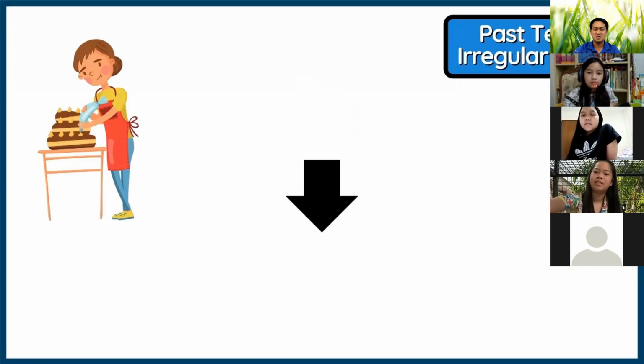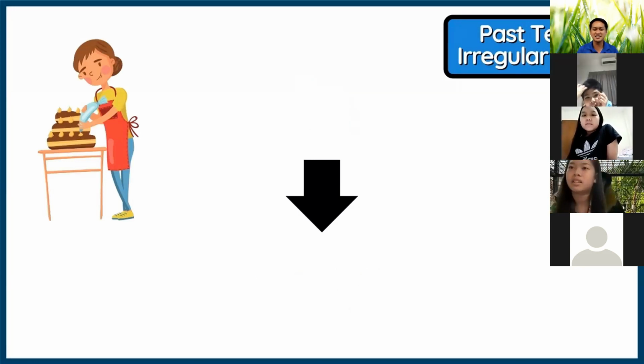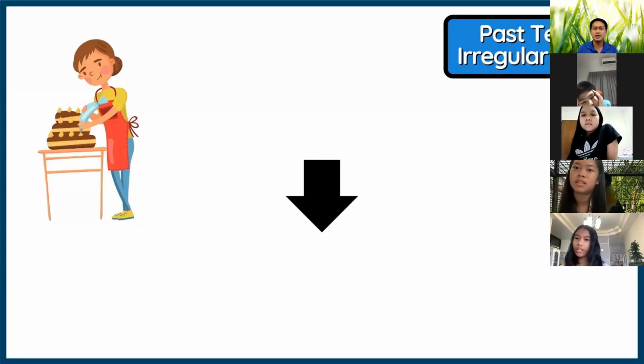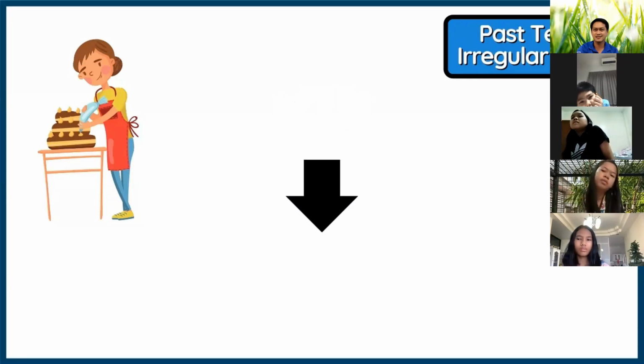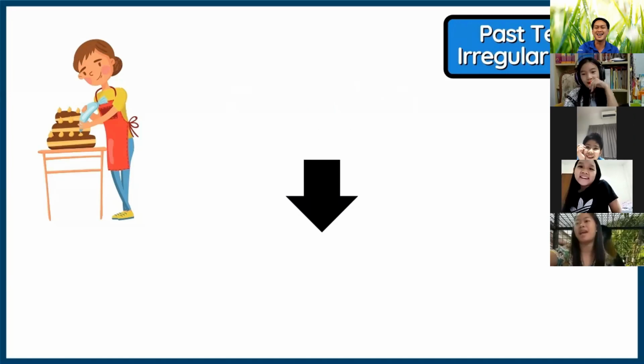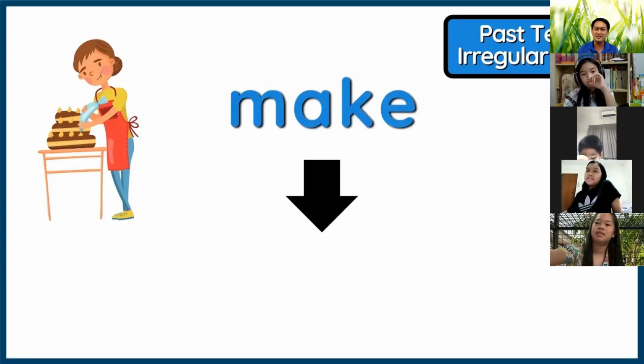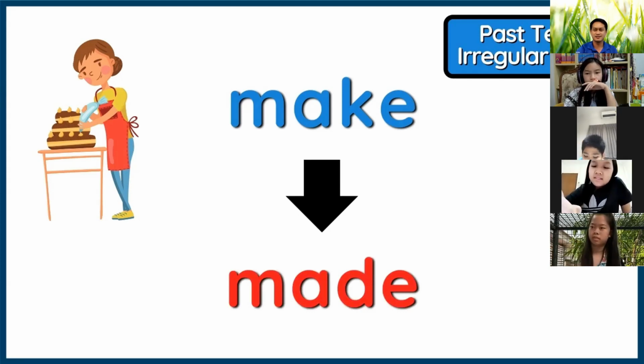Break. This is not cook. Because cook is a regular verb. Make. What is the past tense for the word make? Made. Very good. Next one.